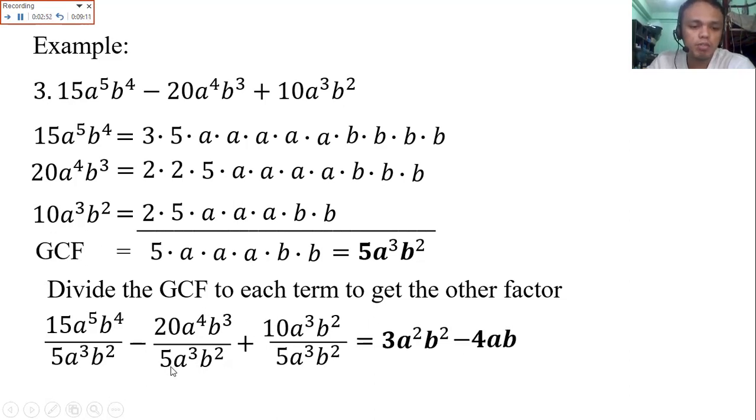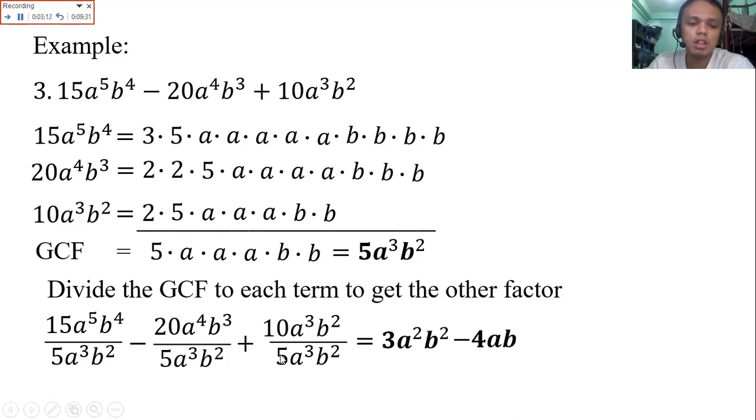Next, okay, minus. Okay, 20 divided by 5 is 4. A raised to 4 divided by A cubed. 4 minus 3 is 1. O, copy mo lang yung A. No need to write yung 1. B cubed divided by B squared. Okay. 3 minus 2, that is 1 also. No need to write yung 1. Just copy the B, the letter B.